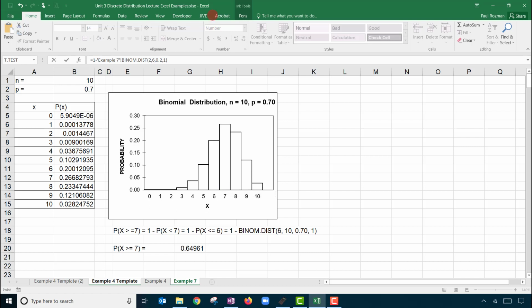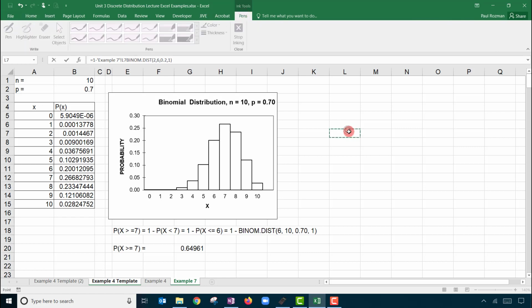So, see if it will let me write on here. Maybe not. Looks like not. So we want 7, 8, 9, or 10. We're adding these 4 rectangles together. But to do that, we'll do 1 minus 6 or less. So our formula here is 1 minus binom.dist, 6 out of 10, 70% chance of success, cumulative. And you get the same answer that we did from the table.